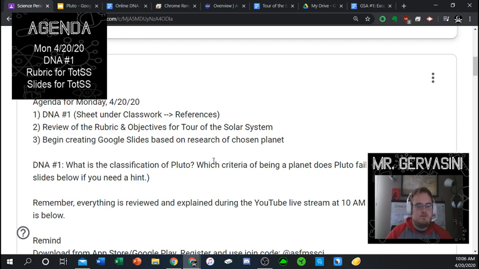So the first DNA of the week, kind of using last week and where we're going for this week. What is the classification of the object known as Pluto? Which criteria of being a planet does Pluto fail? So thinking back to last week, the 3 criteria for a planet, which one does it fail? 1, 2, or 3? And what is its actual designation? What is its classification?